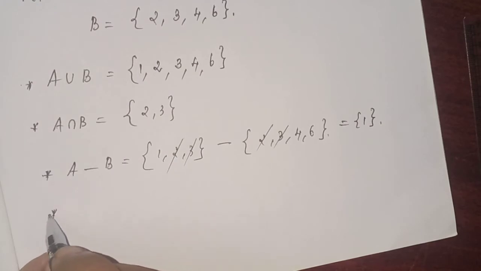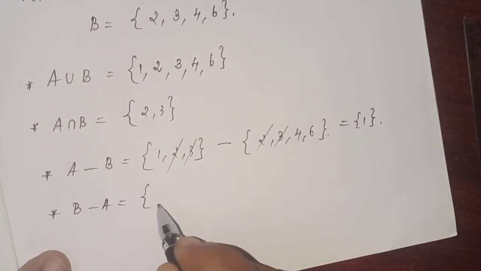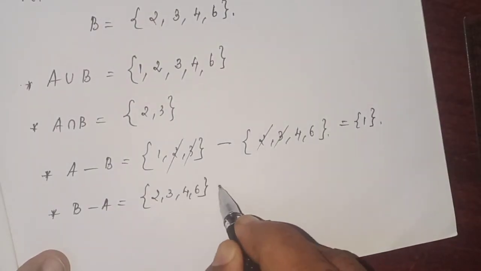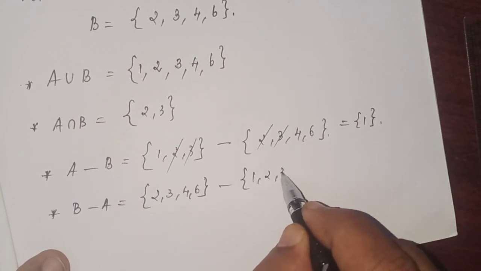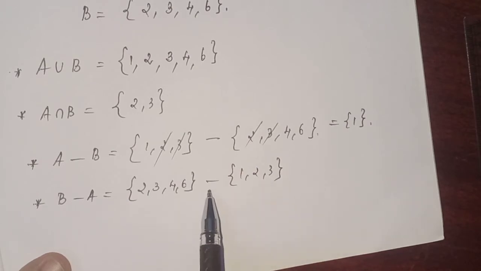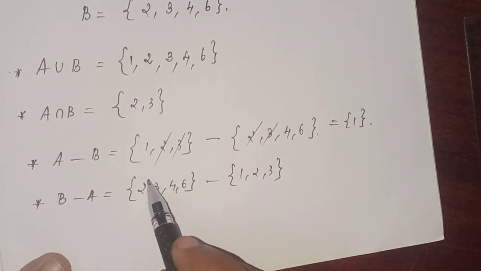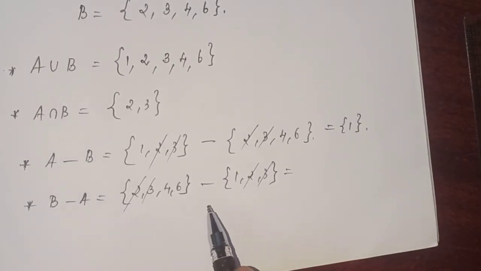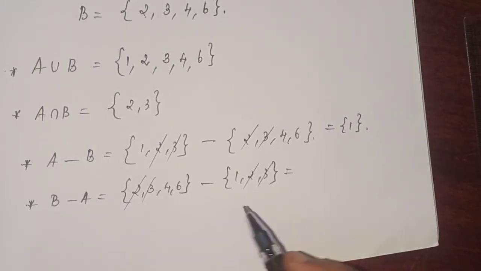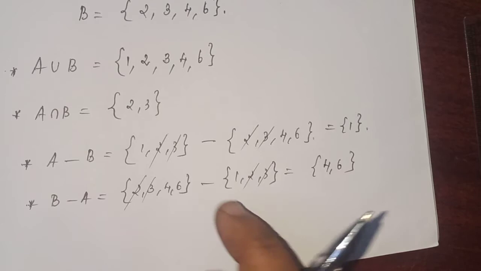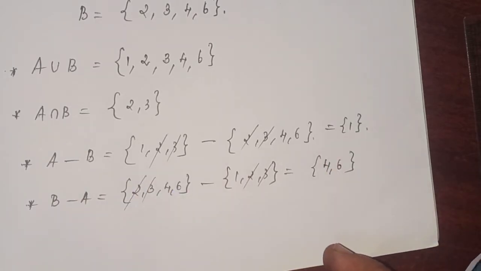Like that, I can find B minus A. B minus A, first you have to write set B, {2, 3, 4, 6}. Then set A, that is {1, 2, 3}. Here also you have to strike out the common elements because you have the symbol minus. Minus represents set difference. Here the common elements are 2 as well as 3. After cancelling the common elements, the left out elements in the first set, what are they? 4 and 6. That is the answer. You are not supposed to consider that one here. Okay. This is A minus B. This one is B minus A.